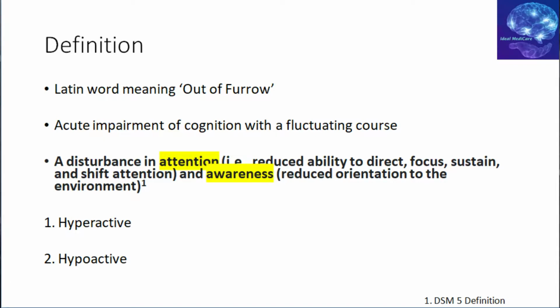But delirium in general is divided into two types. One is hyperactive delirium. The other type is hypoactive delirium, and it's good to have this distinction between the types of delirium because the prognosis varies based on the type.